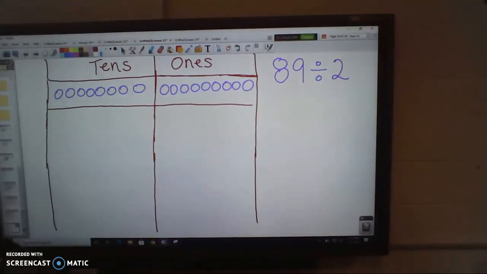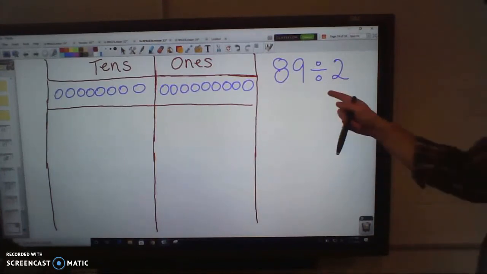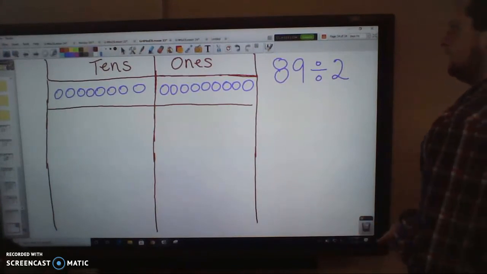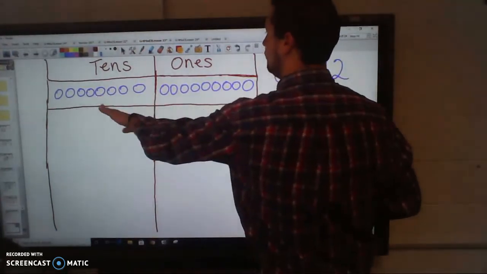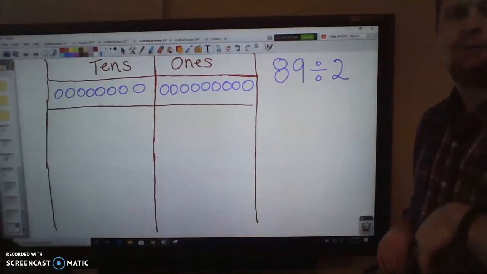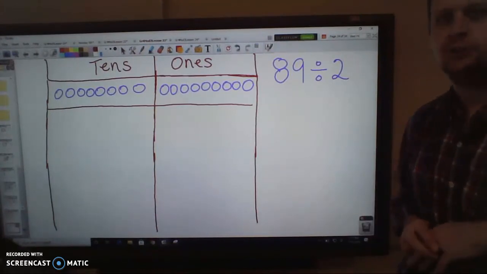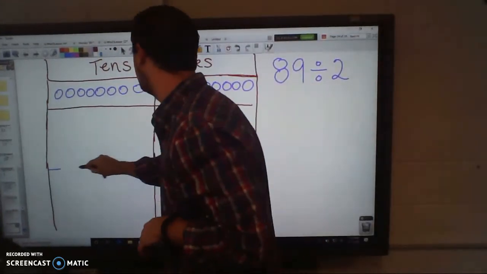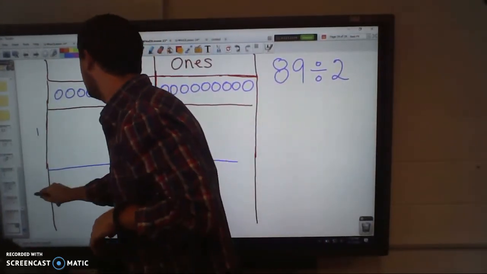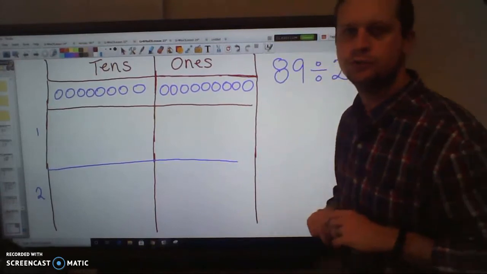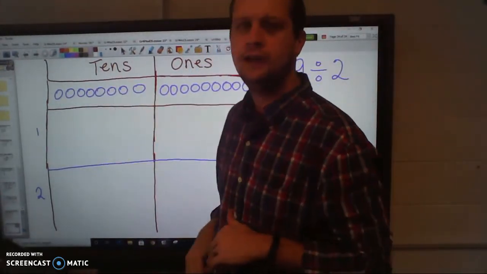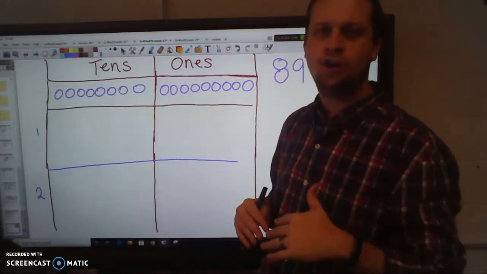Okay. So I'm going to start off. Remember, I'm going to go starting off with my tens place. But before we do that, how many groups are we breaking 89 into? Well, we were breaking it into 2 groups. So I'm going to put it into 2 groups. There's 1. There's 2. 2 groups. Okay? So I'm going to distribute my 8 tens into 2 groups. Remember, I'm going to do it evenly as long as I can.